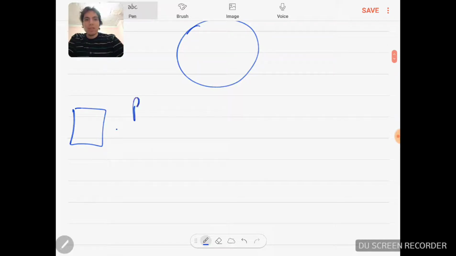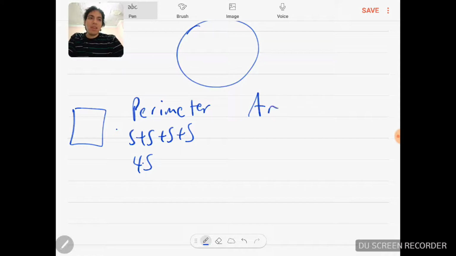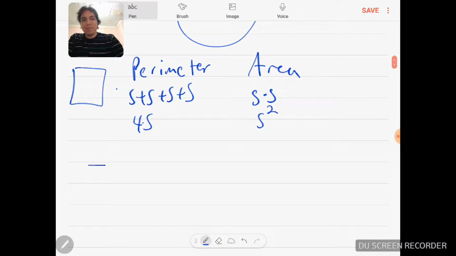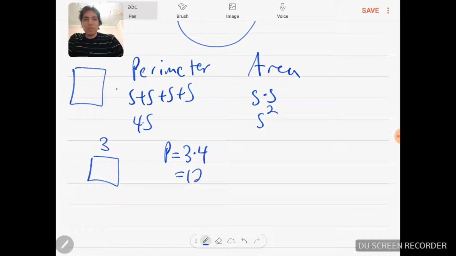Square. What's the perimeter of the square? Basically, you just add up all 4 sides, or basically it'll be 4 times s. The area for a square is s times s, or s squared. So for example, if I were to say I have a square, this is 3, the perimeter would be 3 times 4, which would be 12.